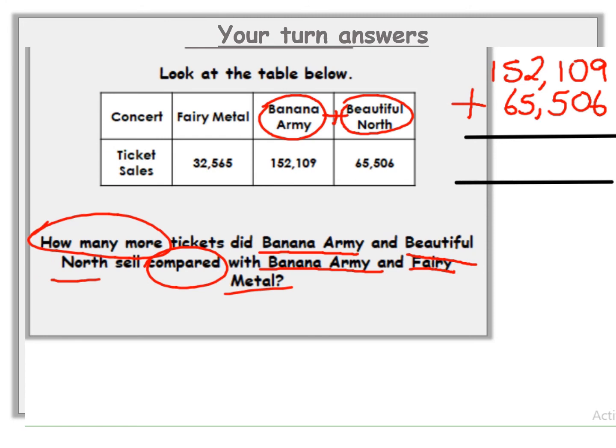Right, 9 and 6 is 15. 0 and 0 plus the 1, 1. 1 and 5 is 6. 2 and 5, 7. 5 and 6 is 11. And you put the 1 underneath. And then 1 plus the 1 is 2. So your answer for that part is 217,615. So these two give you this number.